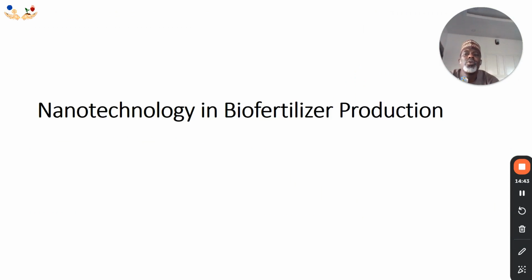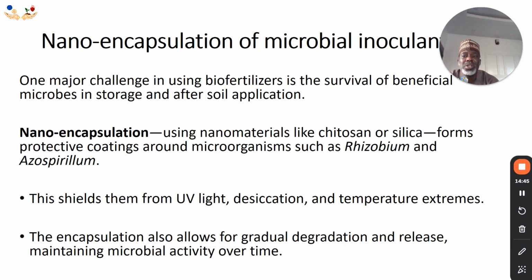So nanotechnology in biofertilizer production is very effective because of nanoencapsulation of the microbial inoculants. One major challenge of using biofertilizer is survival of the beneficial microorganisms in storage and after soil application.